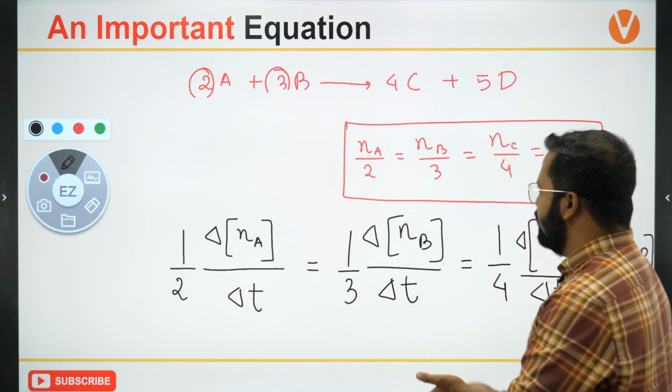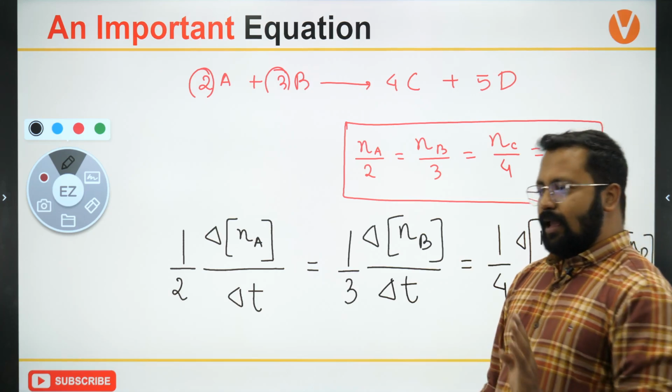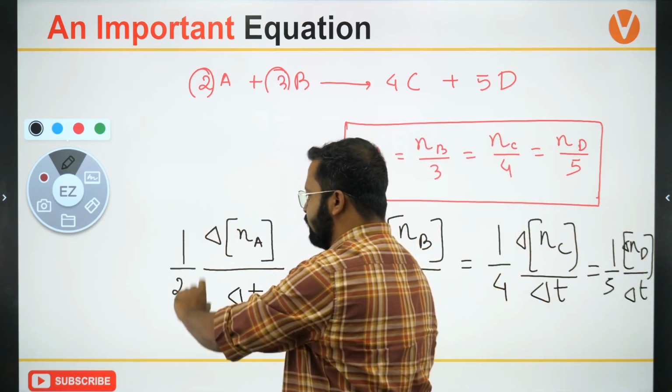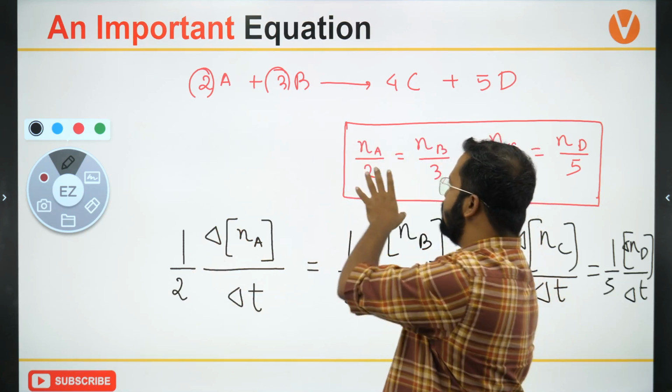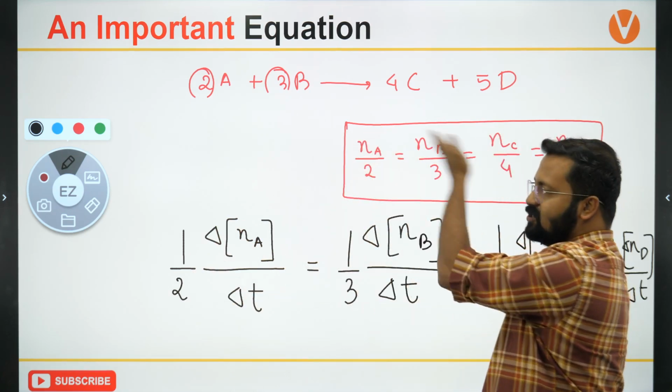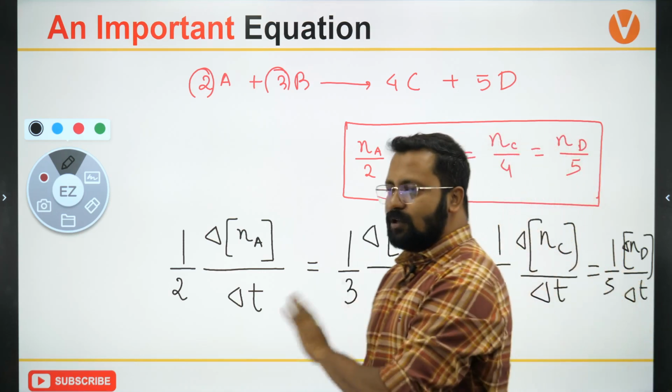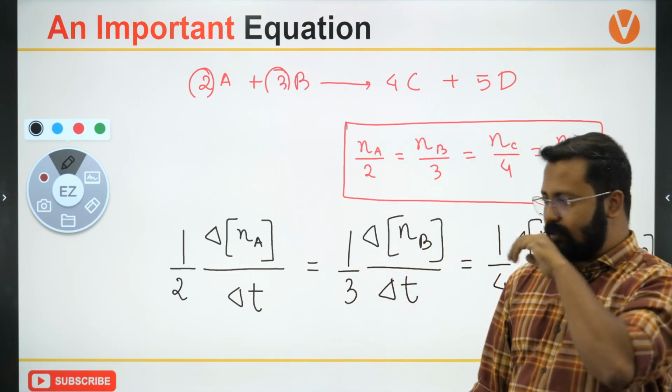This is very easy. A lot of people have a confusion about why I am dividing it by 2. Why is this change divided by 2? The change is divided by 2 because the coefficients are arranged like that. Okay, this is the whole idea. Clear?